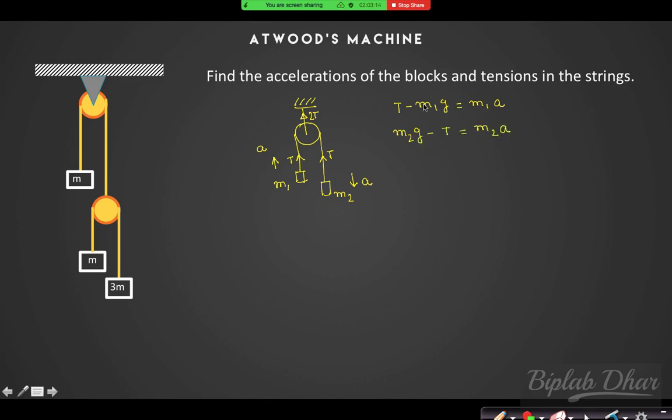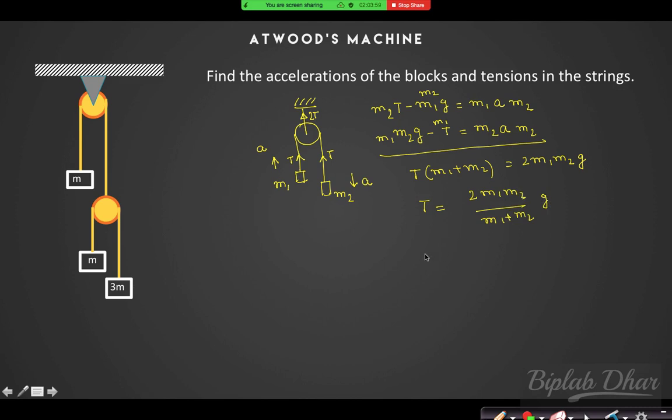Now I will solve for the tension T. I am not going to find the acceleration here, I am going to find the tension. So I will multiply the upper equation with M2, and the lower equation I will multiply with M1, so that I can cancel A. Then if I calculate T, you will get T into (M1 plus M2) is equal to twice M1 M2 G. So T is equal to 2 M1 M2 divided by (M1 plus M2), into G.